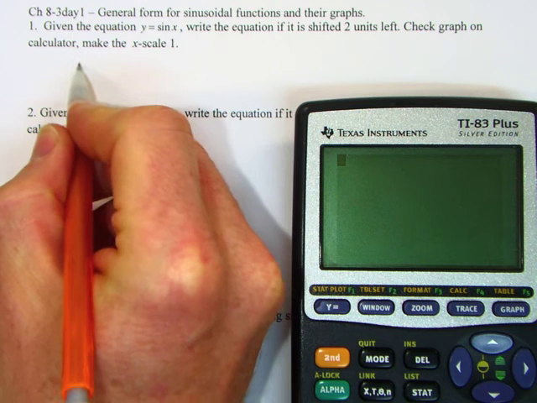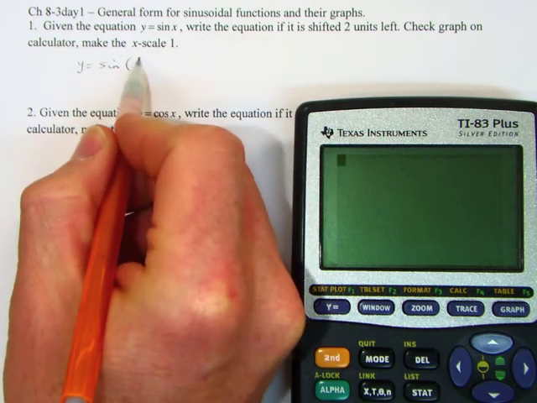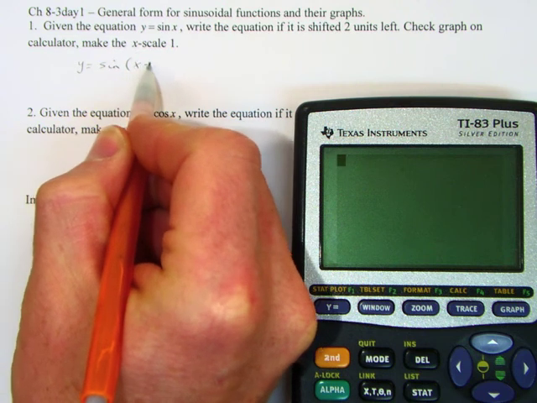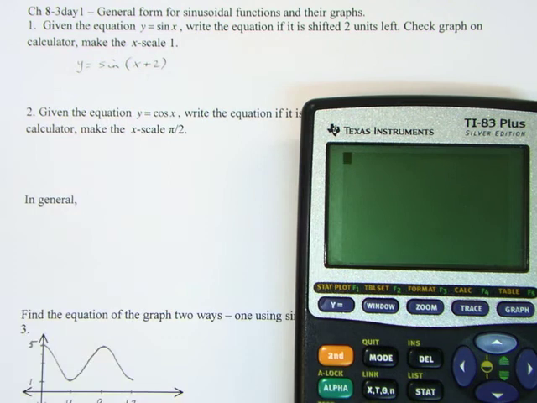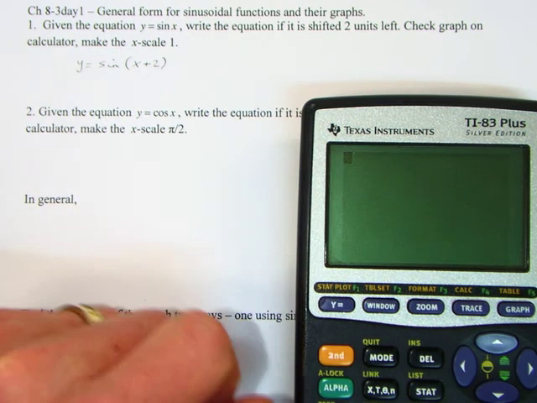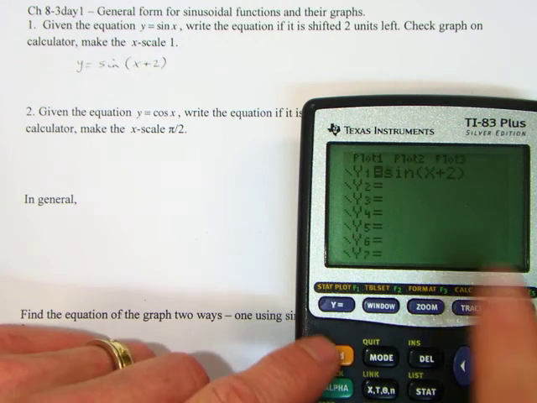And what would you have sine of what, so that when we plug in 2 it gives a 0? It'll be x plus 2. So when we plug in -2, we get sine of 0. And so our 0 is being shifted 2 units left. We can take a look at this.